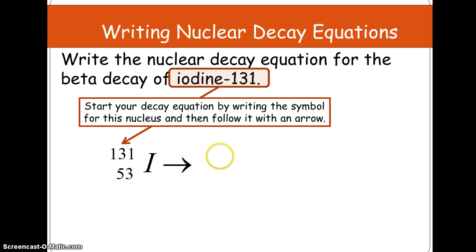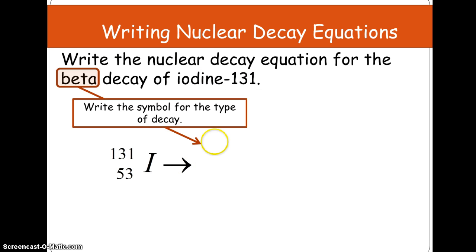Next step, we write an arrow after. Next step is we write the symbol for beta decay, because this problem involves beta decay. So we're going to write the symbol for beta decay here. It's a little e symbol. It has an atomic number of -1 and a mass of 0.